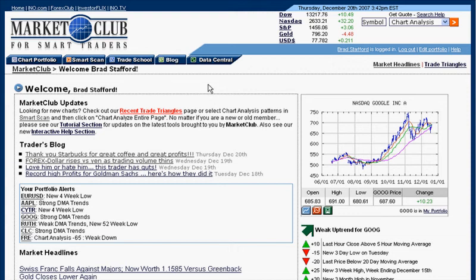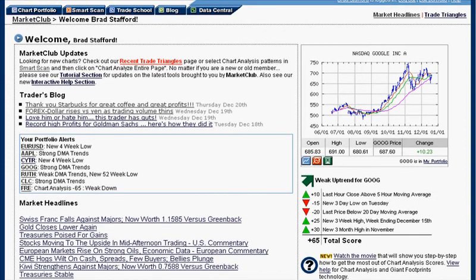What I'd like to do is just take a look at our NASDAQ Google chart over here. Now, taking a look at this, the technical analysis, the trend analysis that we use is basically saying that there's a weak uptrend for Google. The last hour close is above the 5-hour moving average, and a number of other different scores to basically give us a total score of plus 65. So what's that telling us?